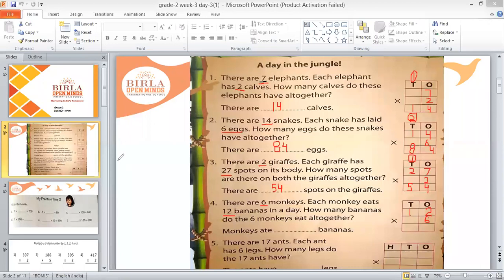Hanvika. Ma'am. Yes, Hanvika. Which number table? 6 table. Very good. So tell me 6 twos are? 12. Very good. 6 twos are 12. So we will write this 2 in ones place and 1 will go as carry over in tens place. Now next Hanvika in tens place.